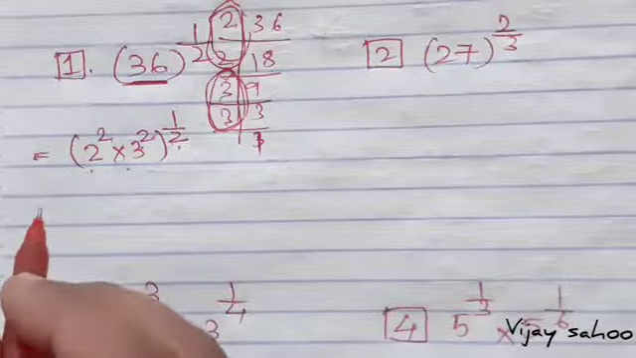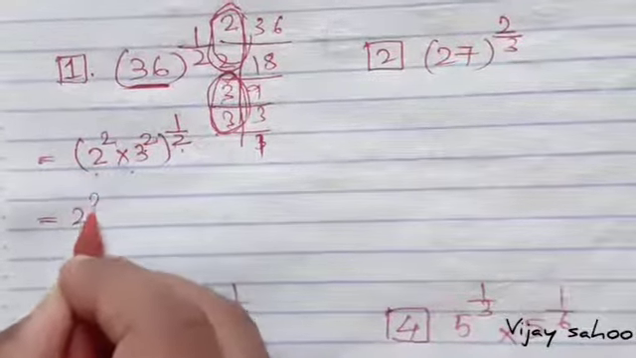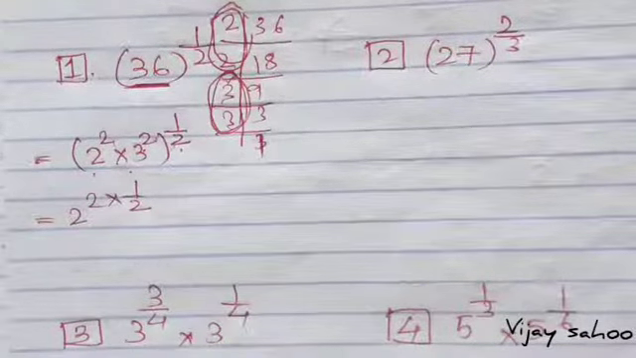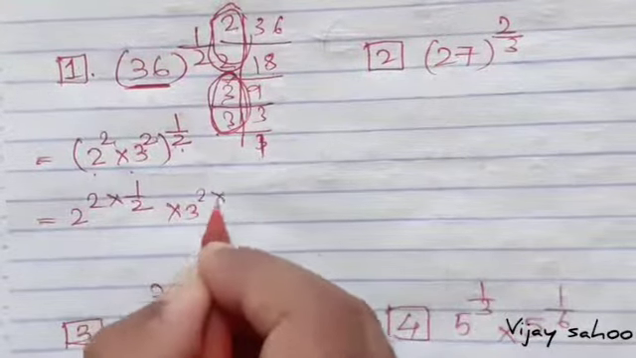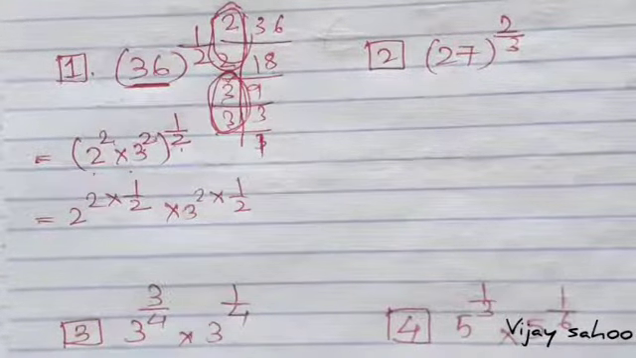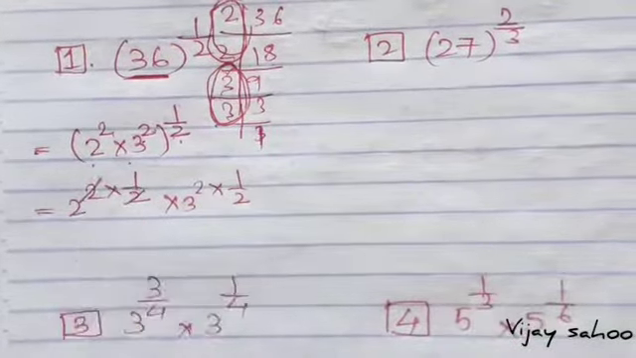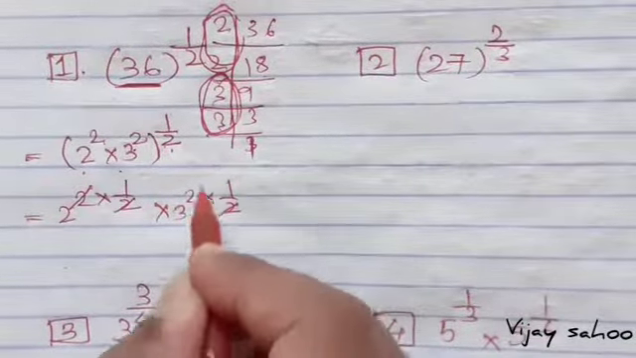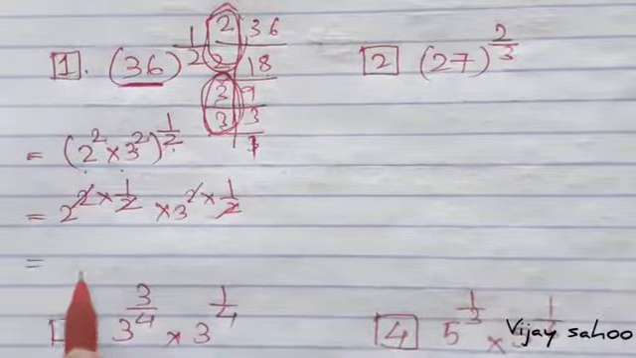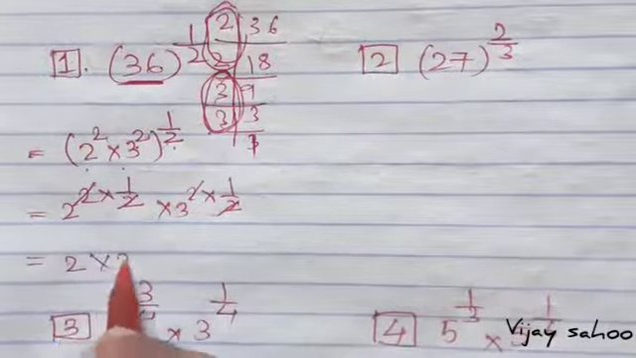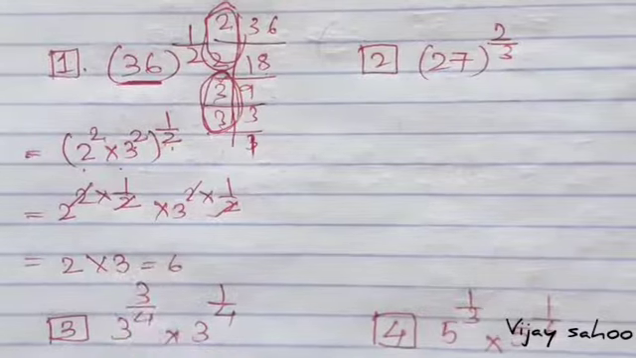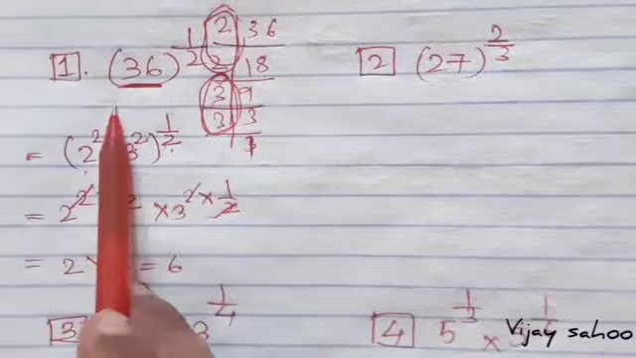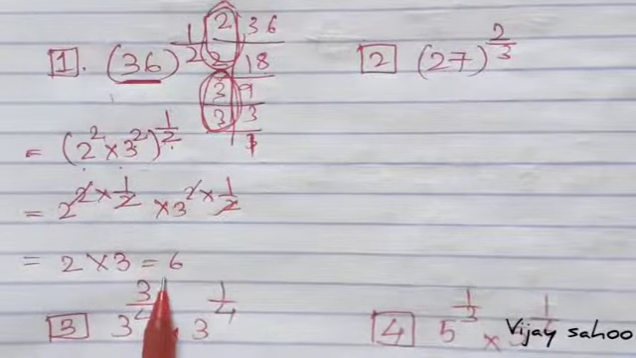Okay, so now what I am going to do, we know that power and power get multiplied. So 2 squared is multiplied by 1 upon 2, as well as 3 squared will be multiplied by 1 upon 2. So 2 and 2 get cancelled, this 2 also gets cancelled. So what is left out? 2 power 1 is 2, 3 power 1 is 3. 2 into 3 is 6. It means if I solve this question, I am going to get the answer as 6.